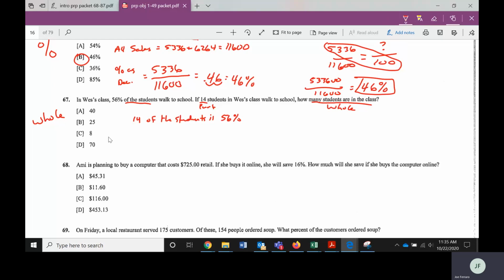The whole equals the part divided by the percent as a decimal. Abbreviate that. Percent as decimal. I know it's hard to read there, but that's why you're listening to this also. So the part is 14. Percent as a decimal, you move it to the left, make it smaller by 2 spots, is 0.56. So we go 14 divided by 0.56, and we get 25.